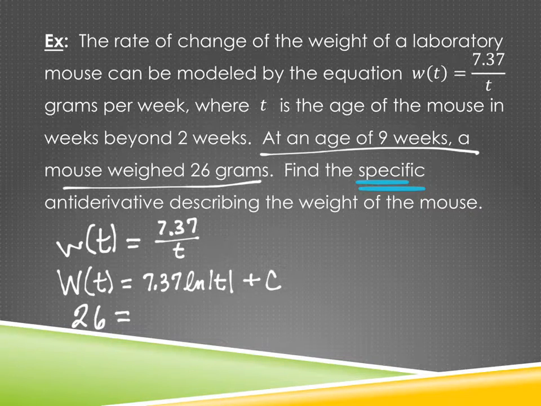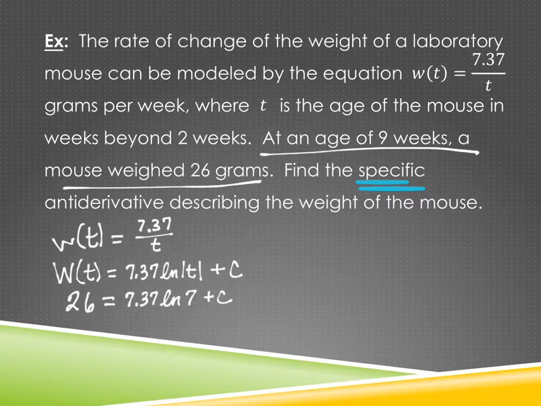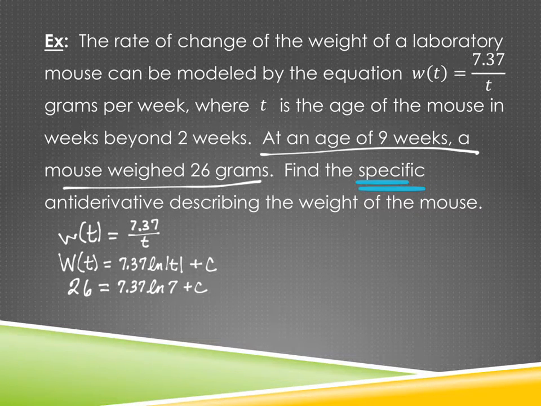And what is going to go for t? 9. Be careful. 7. Why is it 7 and not 9? After 2 weeks. Yeah, because it's supposed to be how many weeks old it is beyond 2 weeks. So it's 7 weeks beyond 2 weeks to make a 9-week-old mouse. All right, so you're going to do the same thing you did on the last problem. Find out what is 7.37 natural log 7, and let's get a 3-digit decimal expansion for that. 14.341.